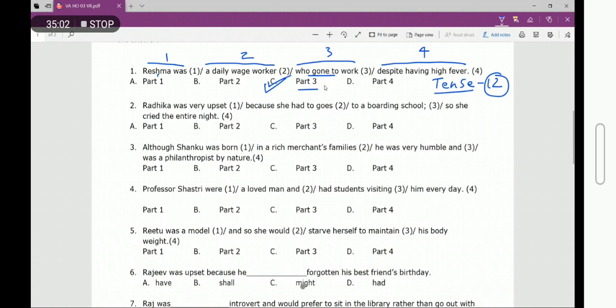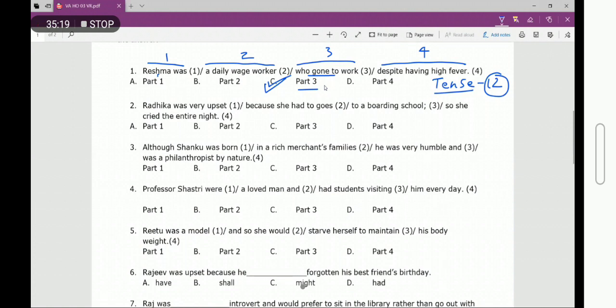Sun rises in the east. This is simple present tense, right? I am having my breakfast. He is sleeping. She is studying. All of these with -ing are your continuous verbs, correct? So things like that. All right.